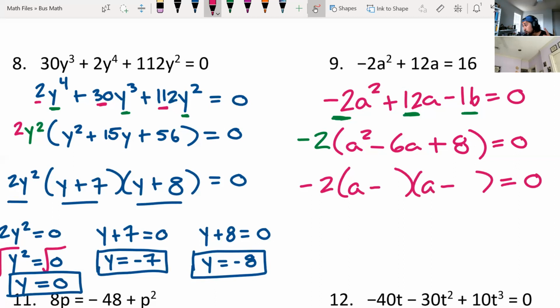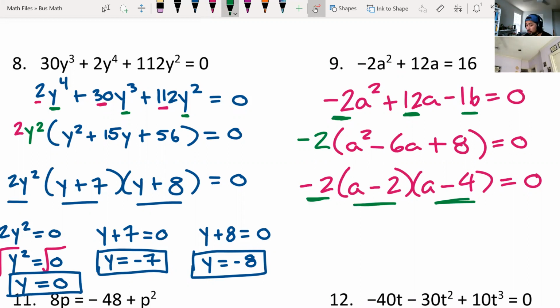Well, what are the 2 factors of 8 that can make -6? 8 and 2. Not 8 and 2. Factors of 8. Oh, sorry. 2 and 4. 2 and 4. There you go. That'll give me -6. Okay. So again, this is factored correctly and completely. So you'll set each term equal to 0.